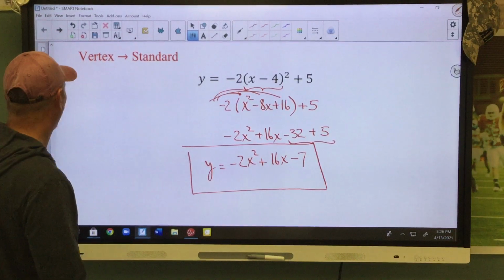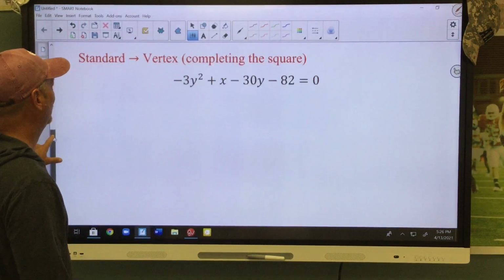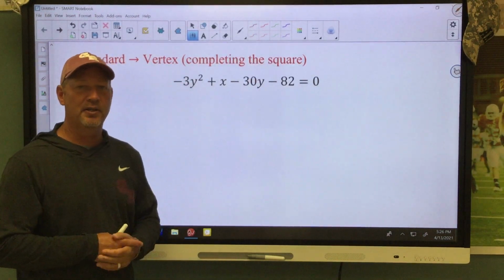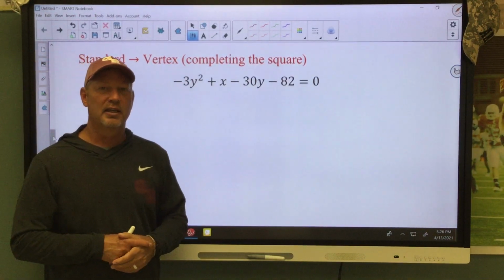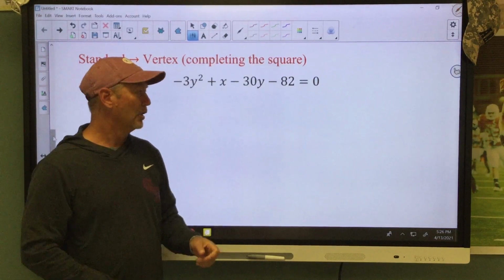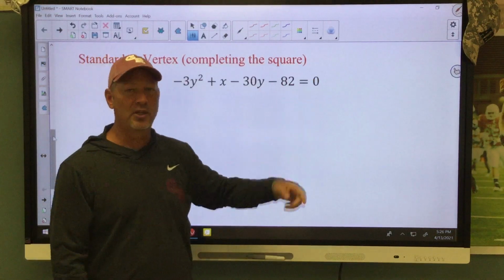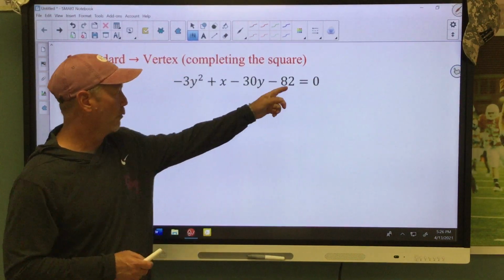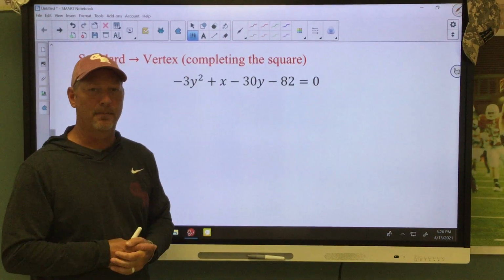Okay? What if we ask you to go from standard form to vertex form? We did this the other day, just previous, when we asked you to do this, we had to complete the square. Okay? So I want you to look at this. This is what we call general conic form, not standard form.